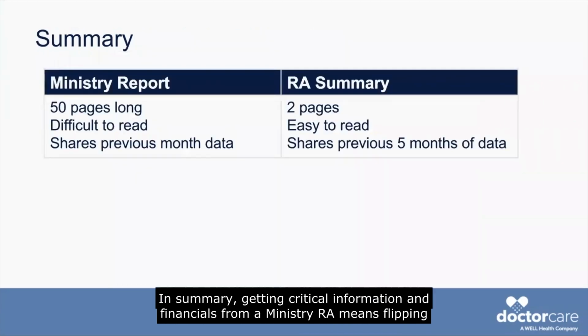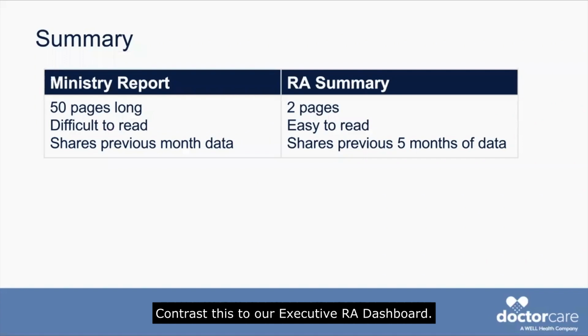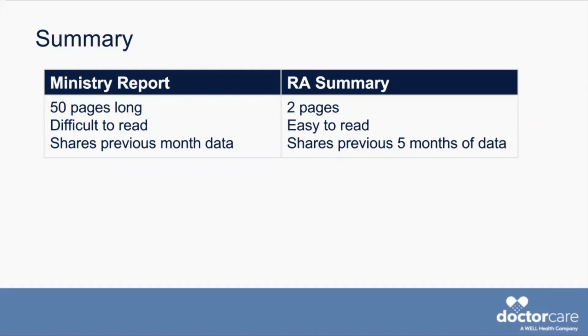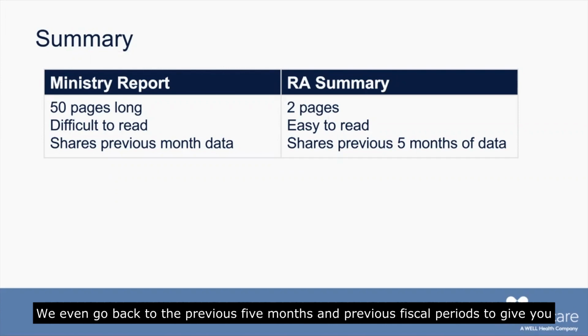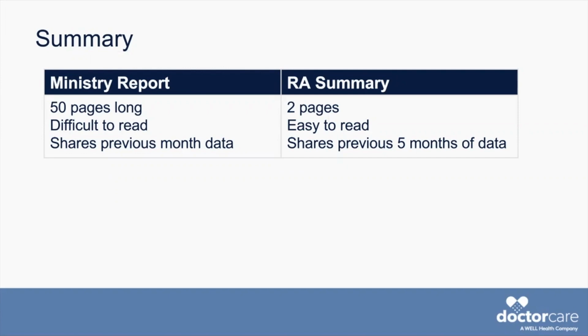In summary, getting critical information and financials from a ministry RA means flipping through and diving deep into multiple pages of a report that could be more than 50 pages long. Contrast this to our Executive RA dashboard. It's only 2 simple pages, conveniently laid out in table format for easy reading, and it contains more than just the previous month's data. We even go back to the previous 5 months and previous fiscal periods to give you more insight into your practice's health.